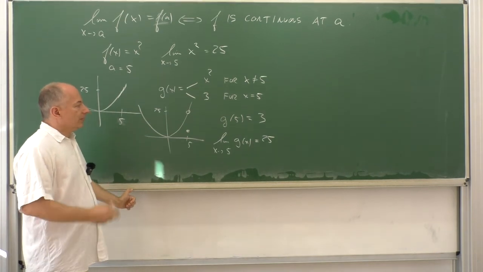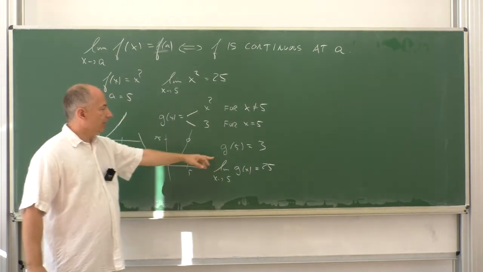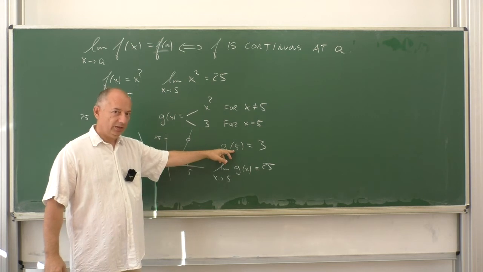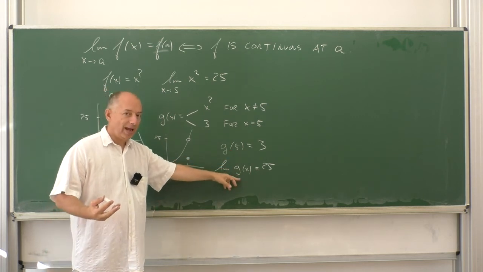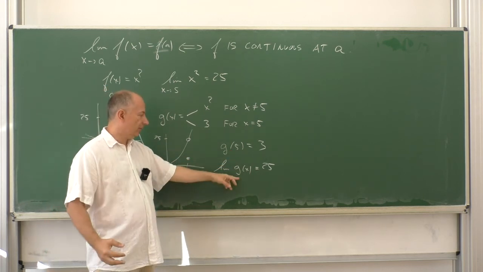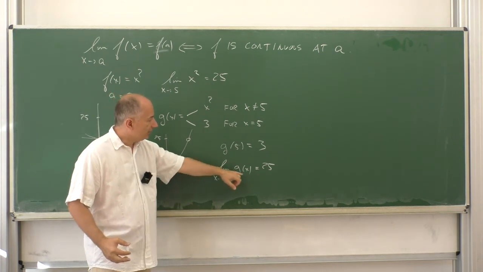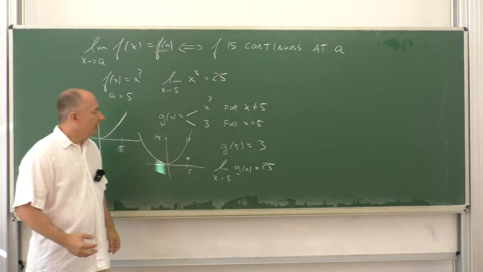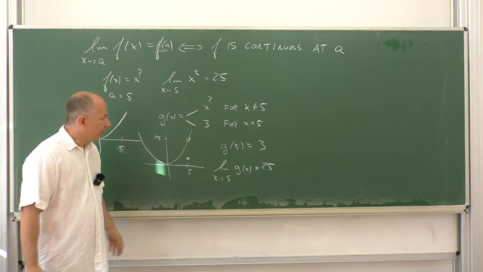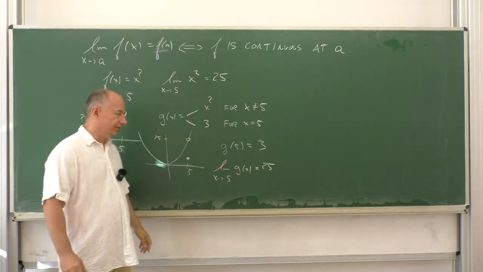So even if the function value exists, it may be different from what we expect from observing the behavior of the function. So the limit gives us the important value that is perhaps more important than the function value itself.